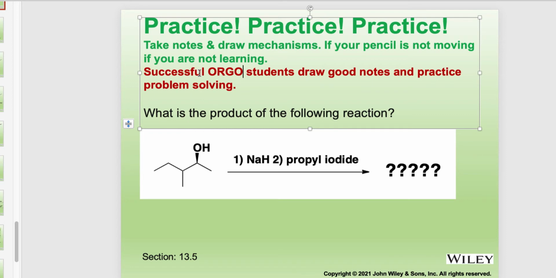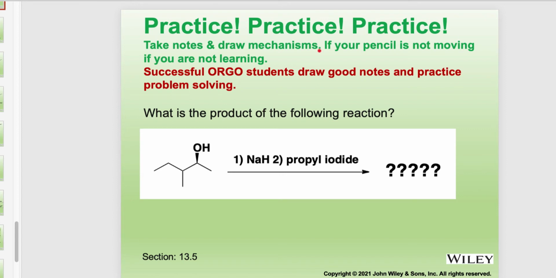I've added this portion in order to make you aware of how important it is to practice problem solving. It's really important that we understand the symbols we're working with, what these reagents stand for, and how the mechanism dance helps us to put pieces together and understand the outcome of various reactions. So practice, practice, practice. Take notes, draw mechanisms whenever you can and whenever it's needed.